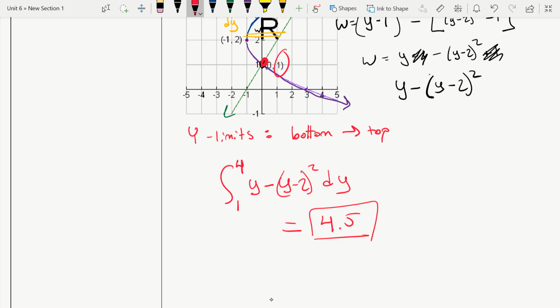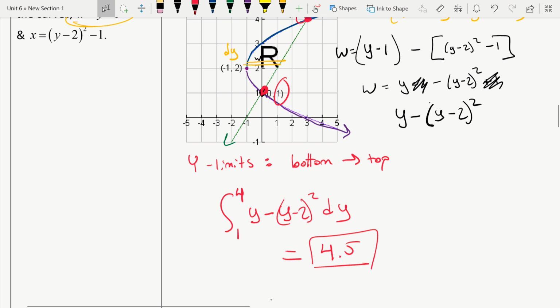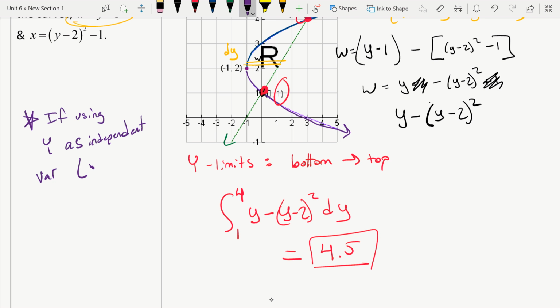Let's see, what other bits of advice do I have that I said aloud, I didn't write down. What did we say? If using y as independent variable, dy slice, need y limits. That's what we got. What else? Again, we could have done this one with x. It would have been painful. So I wanted to show you with y's.